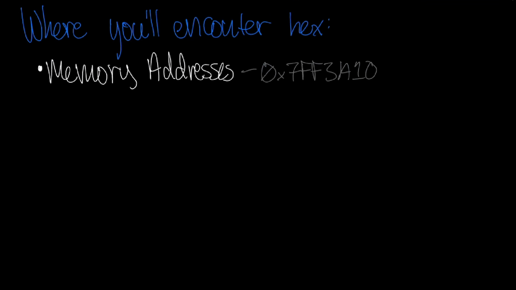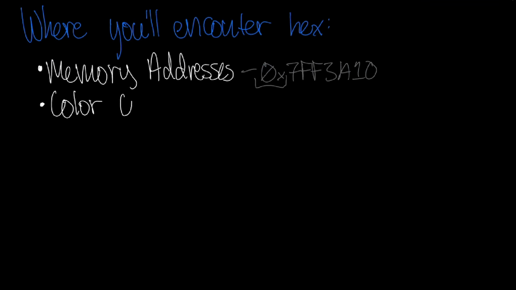When a debugger shows you where a variable lives in memory, it shows you a hex address, something like this one that I put on the screen. This isn't decorative. Memory addresses are binary values internally, and hex is just the readable form. And like I said before, the 0x prefix is just your cue that you're looking at a memory location.